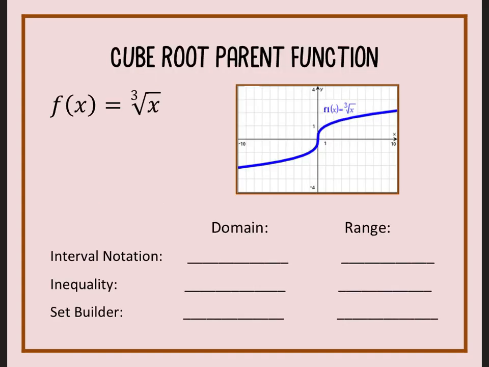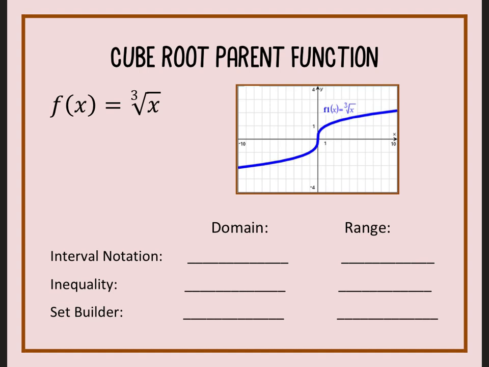So first we're going to start with the cube root parent function. The equation for the cube root parent function is f of x equals the cube root of x. And this is what the parent function graph looks like. If you look at it, it goes through (0, 0), and this does have rotational symmetry, but this is the cube root graph. So let's look at domain and range written in the three different variations.